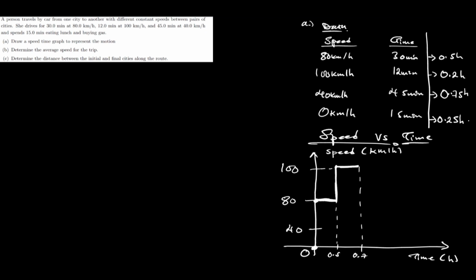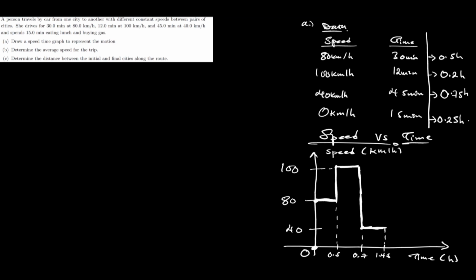Then again, the person changes the speed to 40. So it reduces the speed, now goes to 40. Now, for how many hours was this 40 maintained? So this 40 was maintained for 0.75 hours. So if I add 0.75 to 0.7, I'll basically have 1.45. So it was maintained for that long.